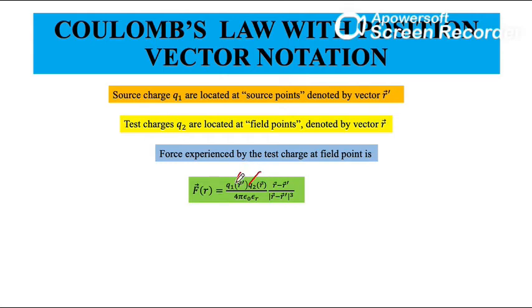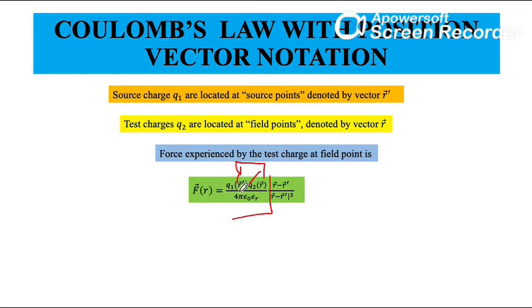So this part has not changed. This part has not changed. All that we have done is to identify the position of charge Q1 as R prime and of Q2 as R. Now what is the unit vector? The unit vector is one that joins R prime and R. So it is a vector that is directed from R prime to R.